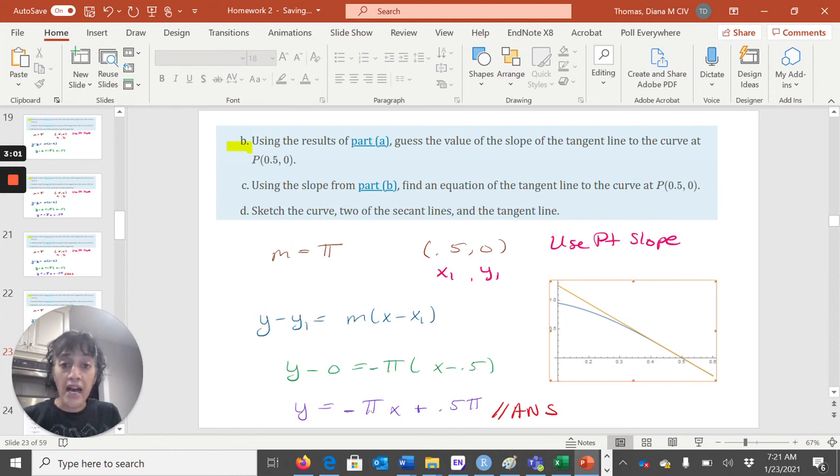You're required to have both of these. They want you to do two secant lines as well. You can do that if you want. This is just a check for us to make sure that what we have is really the tangent line.